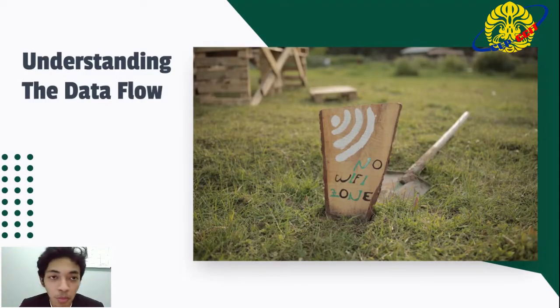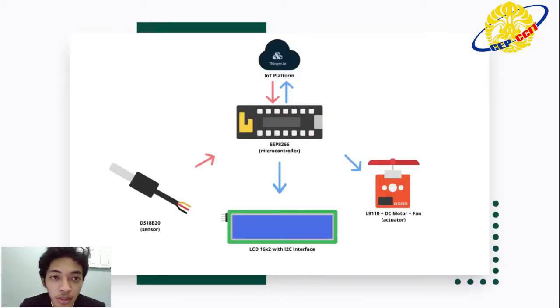And the most important thing is understanding the data flow, or the workflow. This is the final diagram. We have the NodeMCU or the microcontroller. We have the cloud, actuator, LCD display, and the temperature sensor. I want to explain it step by step.